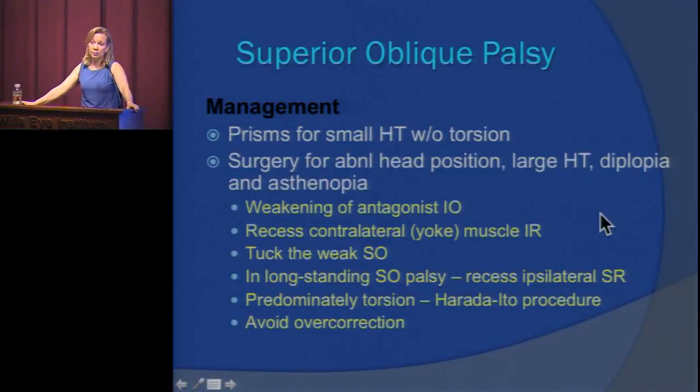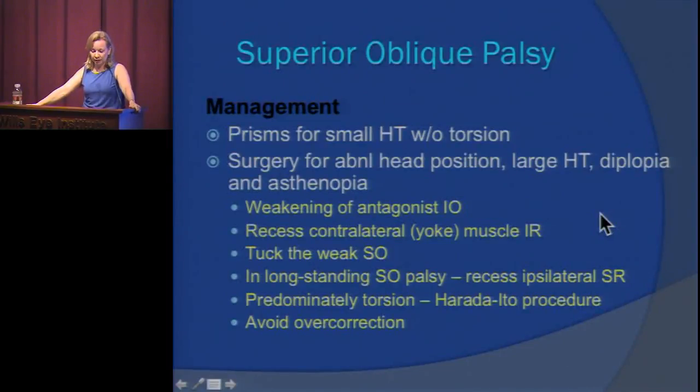Sometimes there's a very small deviation, but a significant amount of torsion. In situations of superior oblique palsy, you'll think about weakening the antagonistic inferior oblique. That's a very common surgery. Depending again how much overaction of the inferior oblique you have, you'll recess the contralateral yoke muscle, the inferior rectus. You can tuck the weak superior oblique, or in a long-standing palsy, you may want to recess the ipsilateral superior rectus.